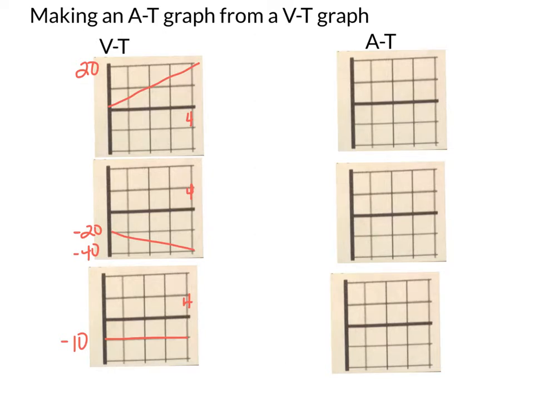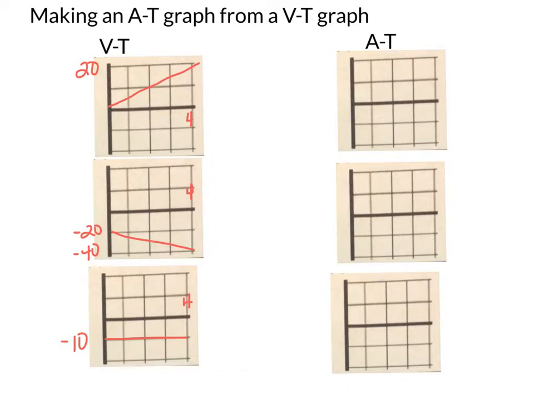Hey guys, in this video we are going to go over how to make an acceleration time graph from a velocity time graph. The basics are you're first going to find the slope of your line, and then you're going to place a horizontal line on your acceleration graph for that time period at that value of the slope. Alright, so let's work through a few different examples.